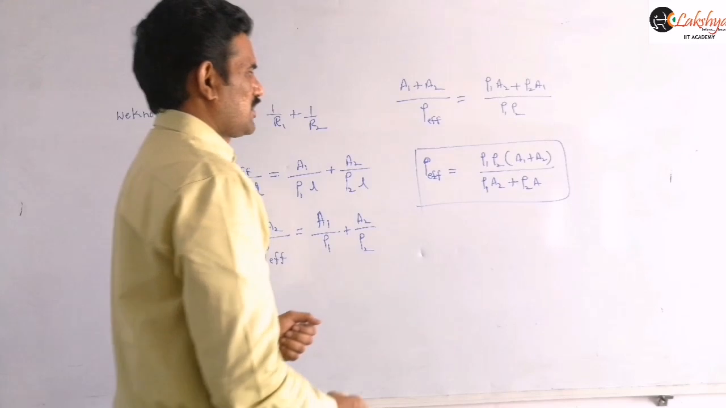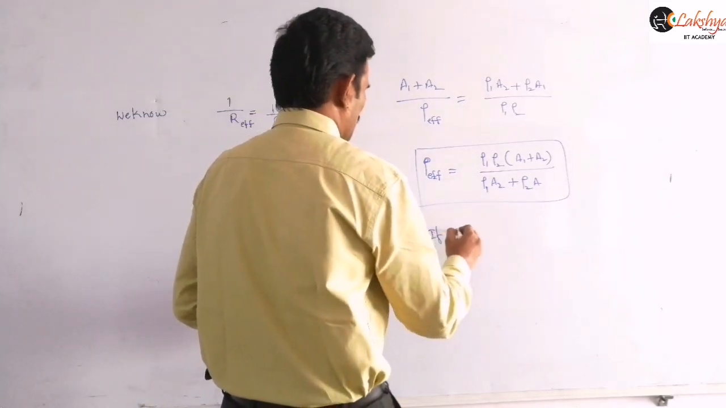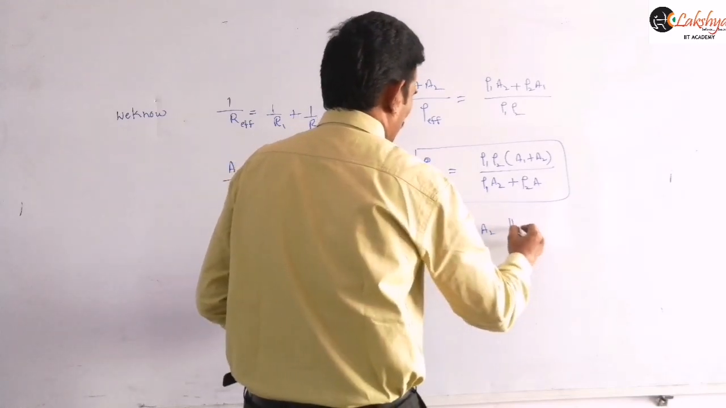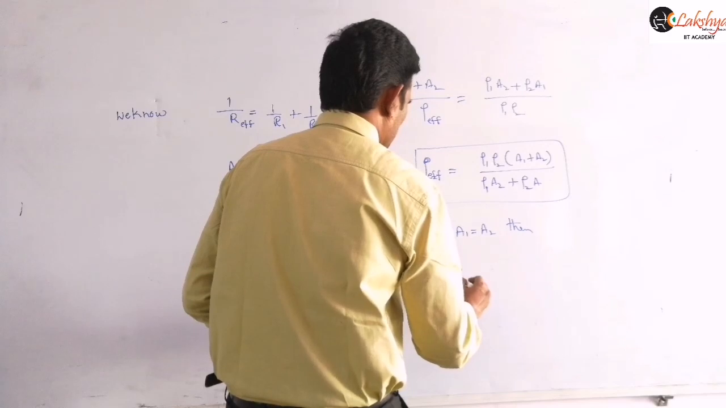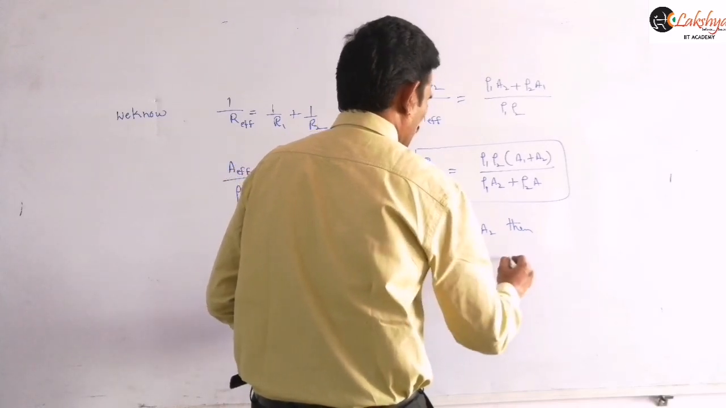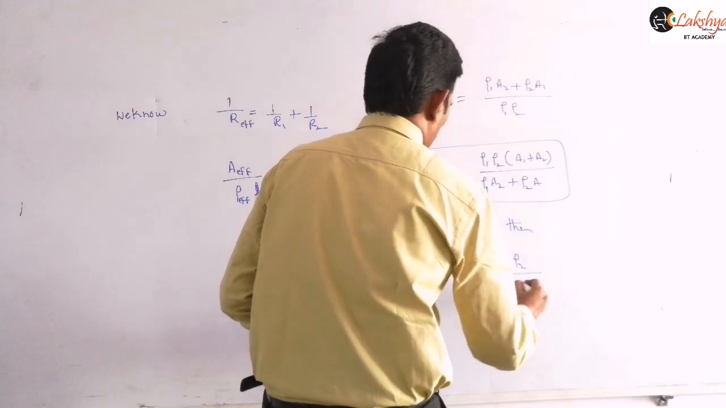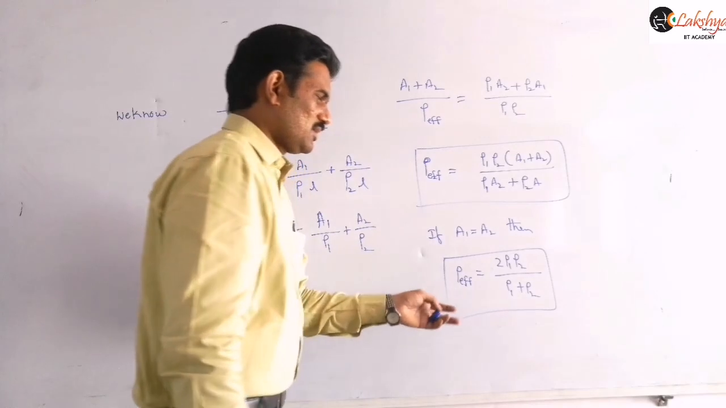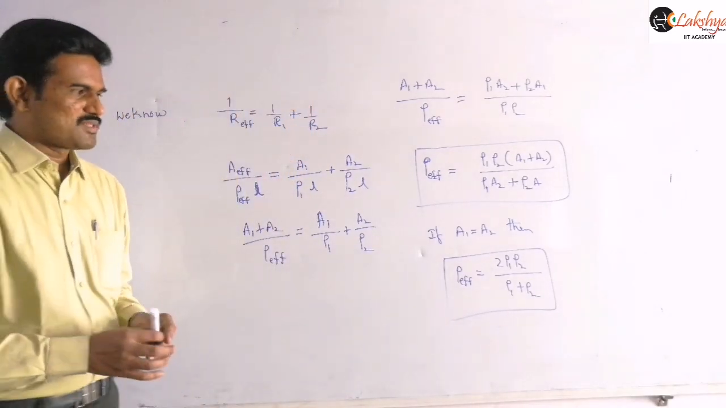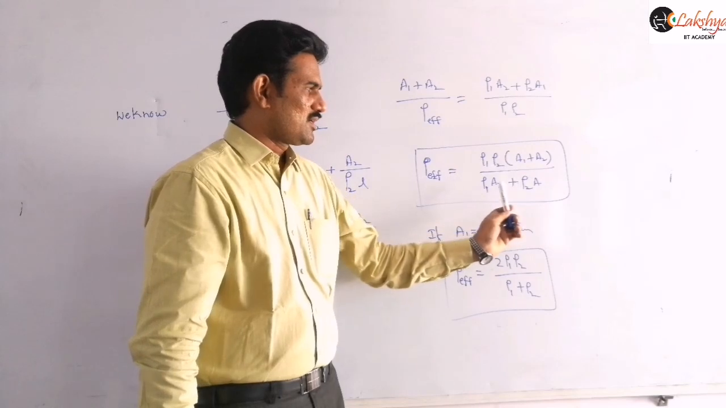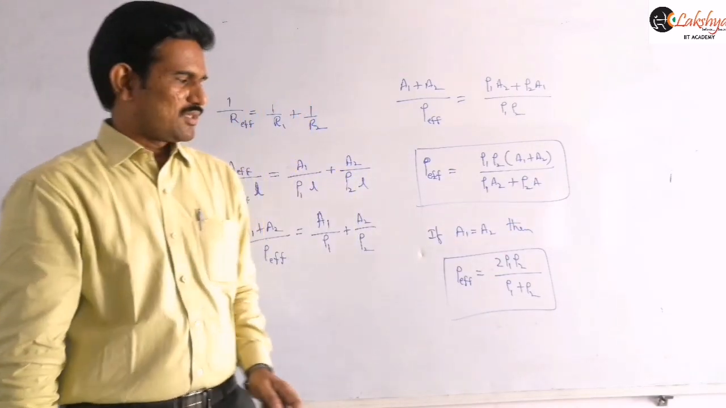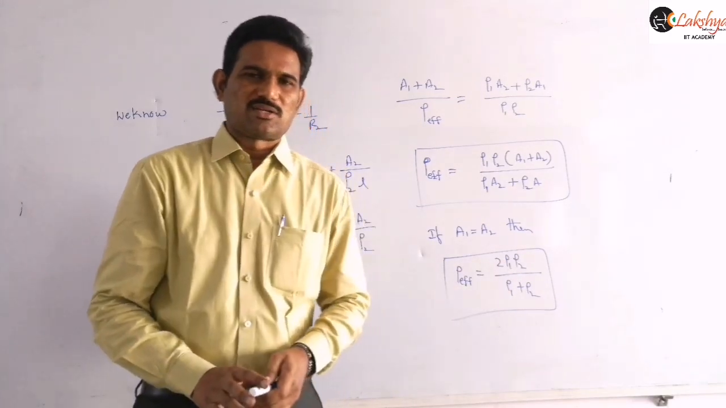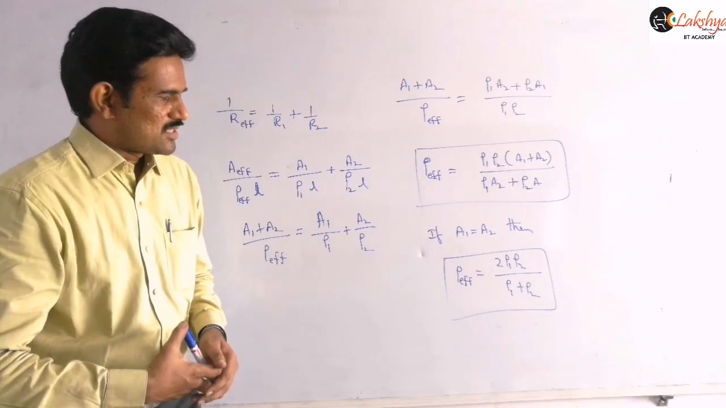Now similarly here, if A1 is equal to A2, that is, if those two are identical in dimensions, then we can write the effective resistivity of the combination as rho 1 rho 2, that means 2 rho 1 rho 2 by rho 1 plus rho 2. Since A1 is equal to A2, here 2A you will get, and A you can cancel by taking it common. So rho effective will be equal to 2 rho 1 rho 2 by rho 1 plus rho 2, right? So this is the effective resistivity of this combination.